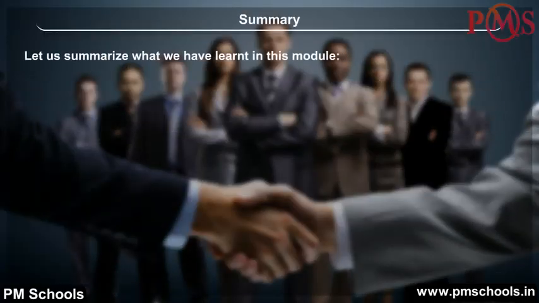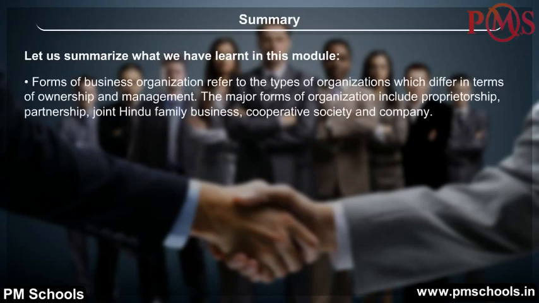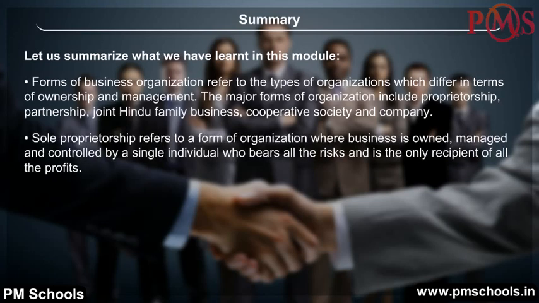Summary. Let us summarize what we have learned in this module. Forms of business organization refer to the types of organizations which differ in terms of ownerships and management. The major forms of organization include proprietorship, partnership, joint Hindu family business, cooperative society and company. Sole proprietorship refers to a form of organization where business is owned, managed, and controlled by a single individual who bears all the risks and is only recipient of all the profits.